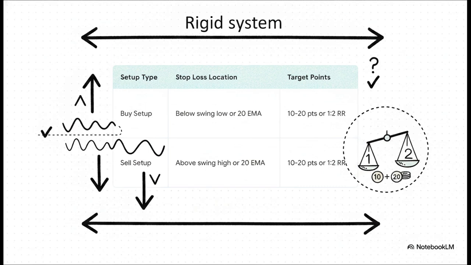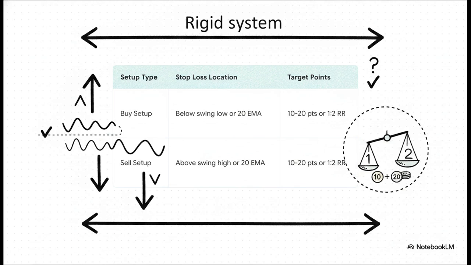For a buy setup, your stop loss goes either below the 20 EMA or below the previous swing low, meaning the most recent valley where the price bounced back up. For a sell setup, it goes above the 20 EMA or the previous swing high, the most recent peak where the price reversed downwards. But notice how the target points remain completely uniform regardless of the direction.